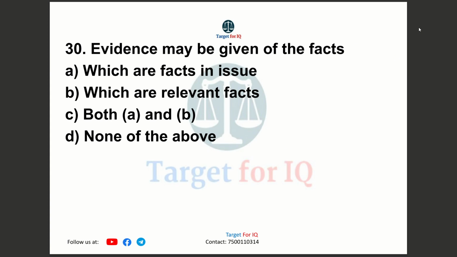Question number 30. Evidence may be given of facts. Option A, which are facts in issue. Option B, which are relevant facts. Option C, both A and B. Option D, none of the above. The correct answer to question number 30 is both A and B.